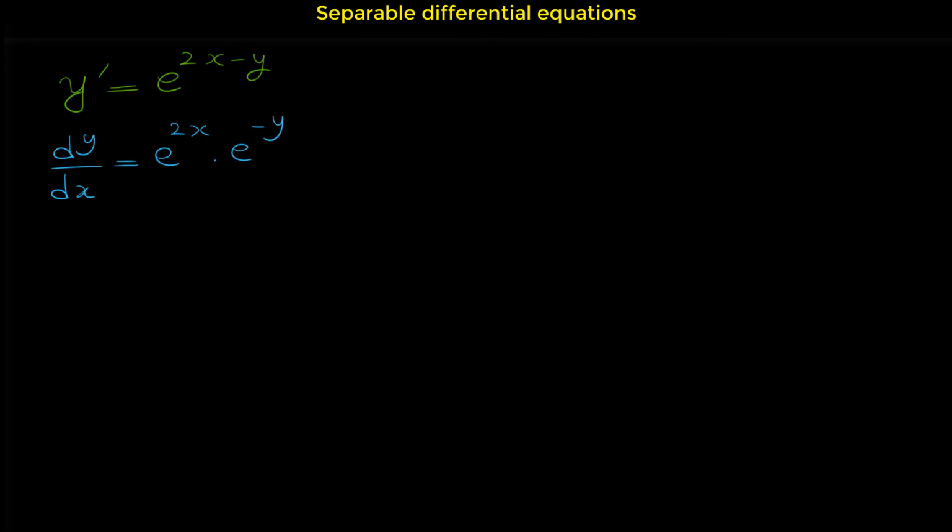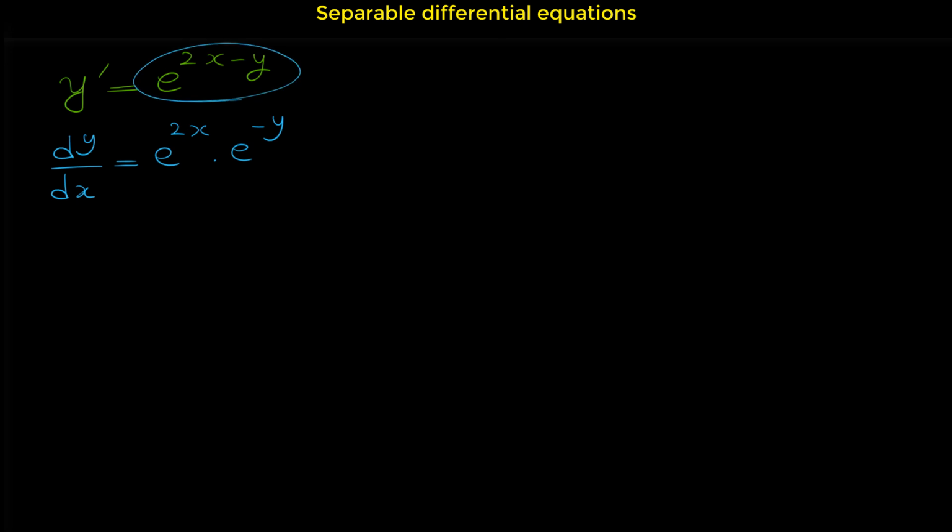Because we know that when the bases are the same, we can add the powers. So if we add 2x to the negative y, again we get back to the original expression. So we can write e to the power of 2x minus y as e to the 2x times e to the negative y.